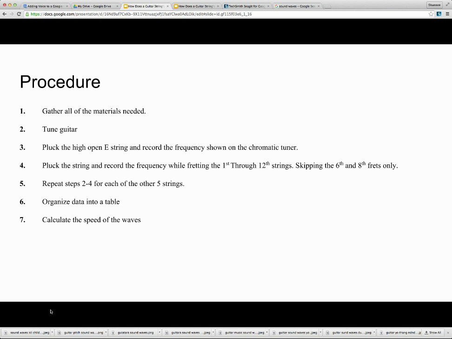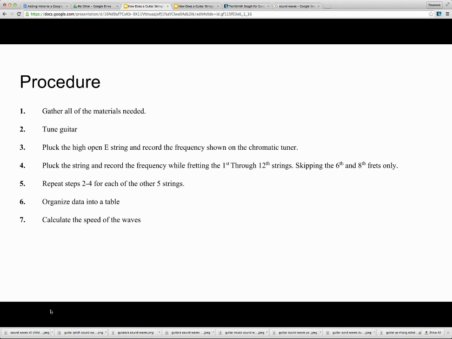Procedure. So first, obviously, you have to gather all the materials needed, tune the guitar, pluck the high open E string and check the frequency shown on the chromatic tuner. Then, you guys can read that. It ended up being quite similar to the project that we ended up doing later on in science. But just remember, I did it first.